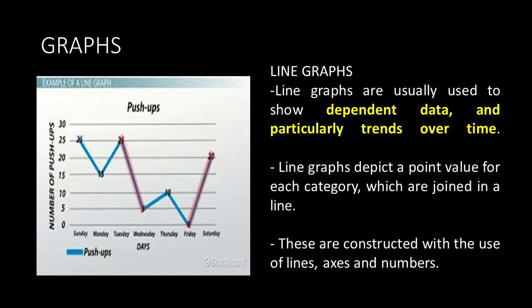These lines imply the dependency of the data across the entire graph, which means if you have a value of 25 on Sunday and a value of 15 on Monday, this means that there are fewer push-ups made on a Monday as compared to Sunday. That's why the data here is dependent.